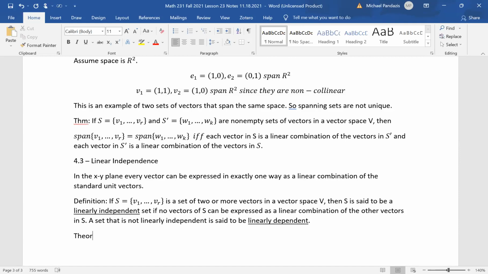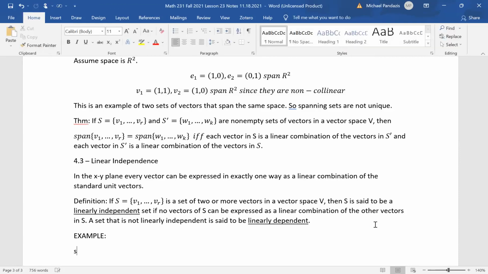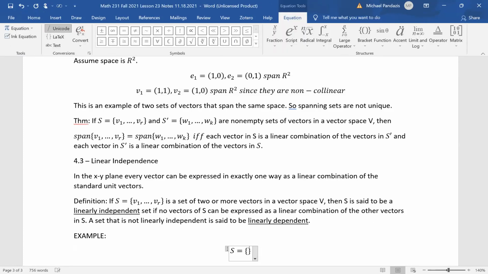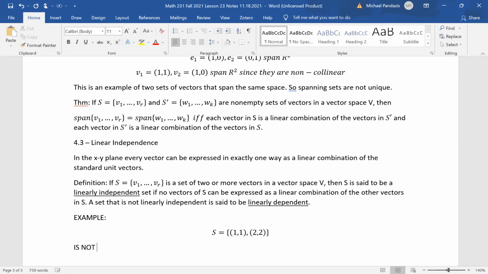Okay, so as an example of that, for instance, if you had a set S, which is equal to the set {(1, 1), (2, 2)}, this set S is not linearly independent, because the vector (1, 1) can be expressed as a linear combination of the other vectors in capital S.